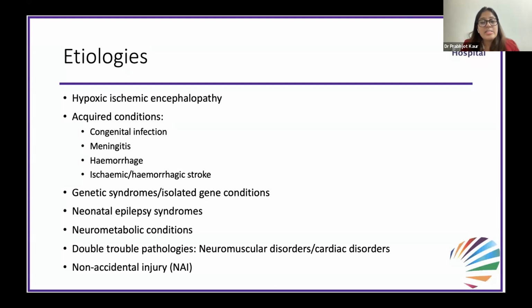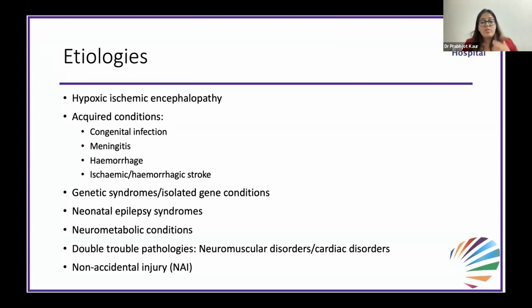Many acquired conditions like congenital and acquired infections like meningitis, intracranial hemorrhages, ischemic or hemorrhagic strokes can result in neonatal encephalopathy. Genetic syndromes, isolated gene conditions, neonatal epilepsy syndromes, neurometabolic conditions can also result in neonatal encephalopathy.